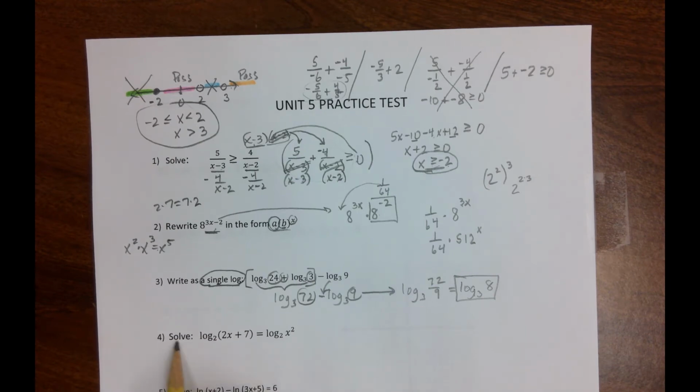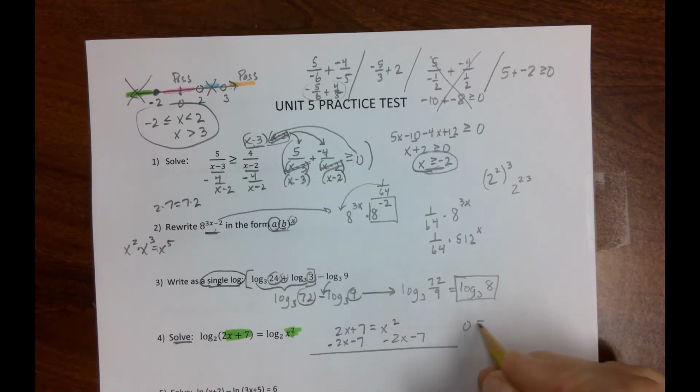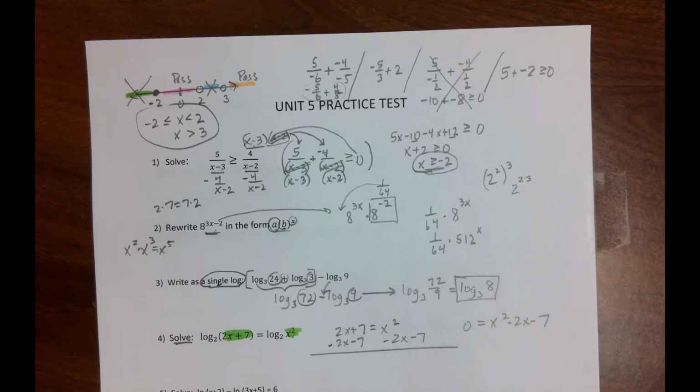Now this says solve. Now notice we've got common bases. We've got a 2 here and a 2 here, which means whatever's in this space has to equal whatever's in that space. So we get 2x plus 7 equals x squared. Now I'm going to subtract 2x, subtract 7, subtract 2x, subtract 7. And so I get 0 equals x squared minus 2x minus 7. I'm looking at this. I wish it could factor, but it doesn't.